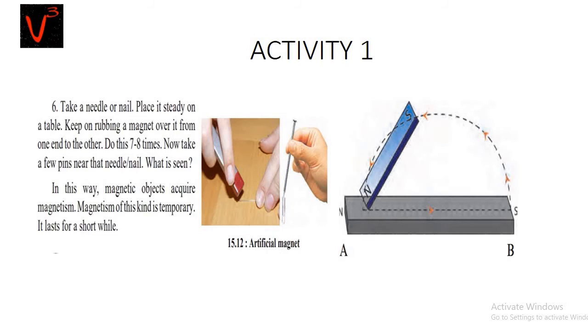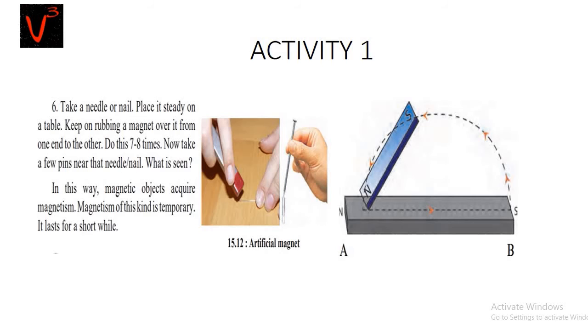To do this, you need a needle or a nail and a bar magnet or any kind of magnet that you have at your home. So what we are going to do is take a needle or nail, place it steady on a table, and keep on rubbing a magnet over it from one end to the other end as shown. You can see from A to B you have to keep on rubbing it. You can see the arrow direction also shown in the image, right? So you have to keep on doing it for 7 to 8 times.